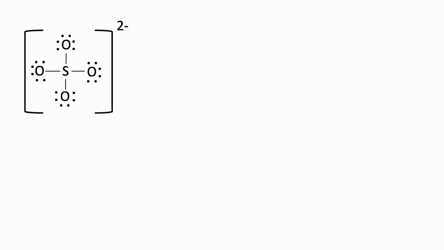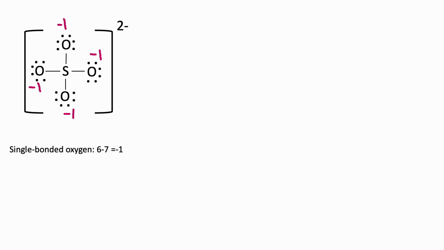Okay, so here's our structure. And what I want to do is I want to calculate formal charges. So let's start with the oxygens. You'll notice that all of the oxygens have the same electron configuration. That is, they have 6 unshared electrons and 1 shared electron, so that's 7 total electrons. And oxygen normally has 6 valence electrons, so every single one of these single bonded oxygens will have a formal charge of -1.